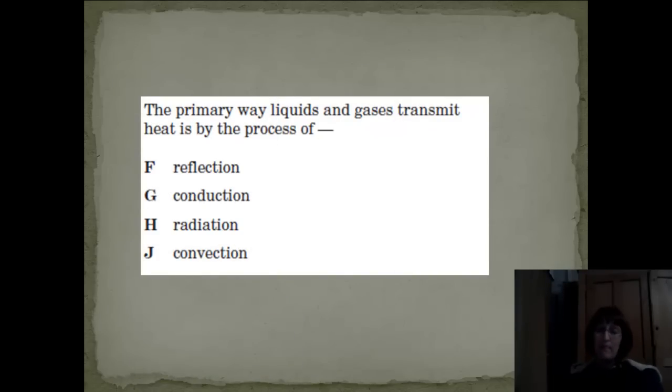All right, so next one. The primary way liquids and gases transmit heat is by the process of convection. We just said that. Conduction, convection, radiation. Those are your three options there. Conduction's got to be through direct contact. You've got to touch. Radiation, we haven't talked about yet. And then convection, you have the fluids, gases and liquids. They're always going to be talking about gases and liquids when they talk about convection.